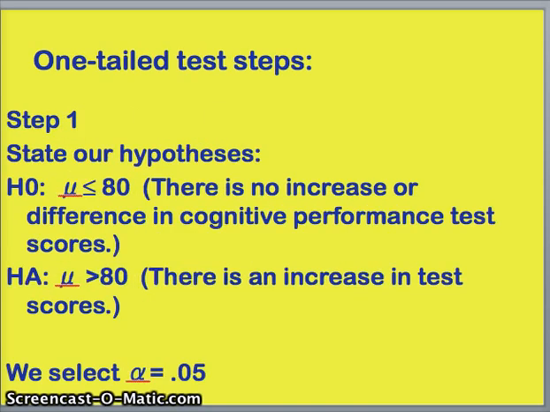Step 1, state your hypothesis. The null hypothesis is that there is no increase or difference in cognitive performance scores by virtue of taking the blueberries. The alternative hypothesis is that there is an increase in test scores. And that means we are predicting a positive or increase in the scores in one direction. So that's what makes this a one-tailed test. Again, we'll select alpha at 0.05.